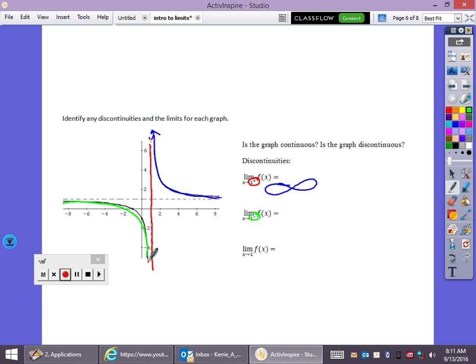Good? Okay. So now it wants me to come in from the left. When I come in from the left, which way am I heading? Negative infinity. Now, are these two answers in agreement? No. So at exactly 1, can I have a limit? No. I'm not going to have a resolution because me and my friend are fighting over the movie. So this is going to be does not exist.